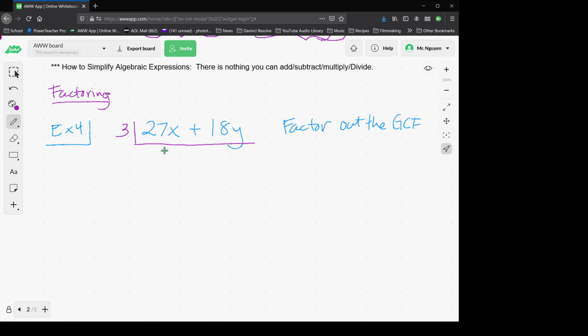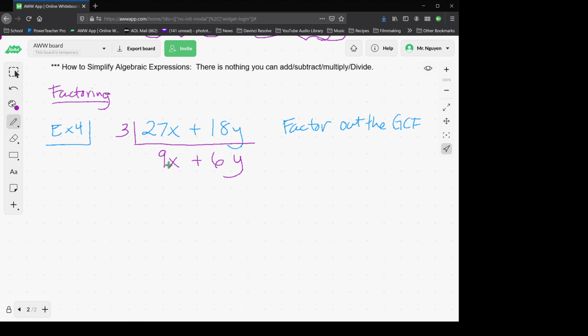27 divided by 3 gives us 9. And again, tag on the variable because the variables are just along for the ride here. We're going to talk more about the variables later if we need to, but for the moment, I don't think we do. What is 18 divided by 3? 18 divided by 3 is 6. And again, the y just along for the ride.